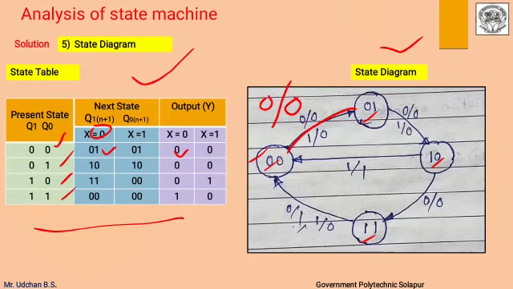In the same way state 00 when X is 1 goes to 01 itself. The same arrow is written over here. When X is 1, for that the output value is 0. In the same way state 01 goes to 10 when X is 1 and its output is 0.